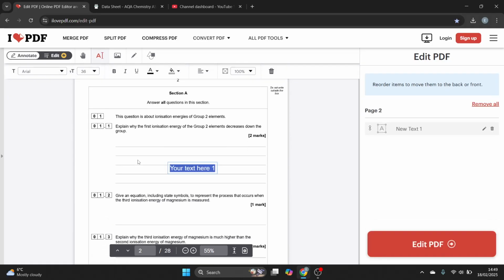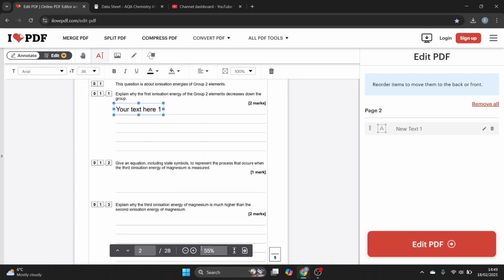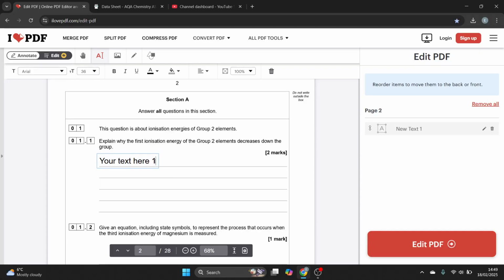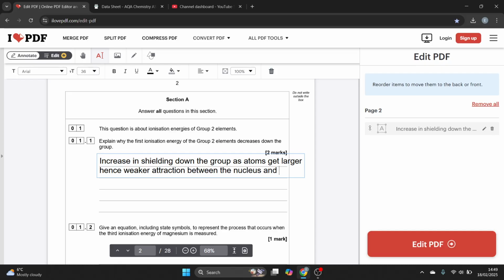Question 1. Explain why the first ionization energy of the group 2 elements decreases down the group. Classic question. Explain the trend. Well, the idea is an increase in shielding, probably the most logical one, increase in shielding down the group as atoms get larger, hence weaker attraction between the nucleus and outer electron.